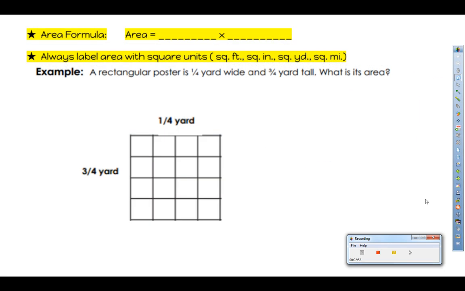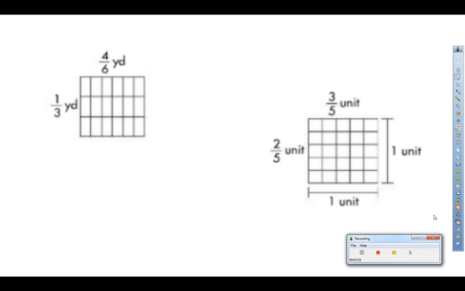All right. We're going to do one of these examples together and the other one on your own.